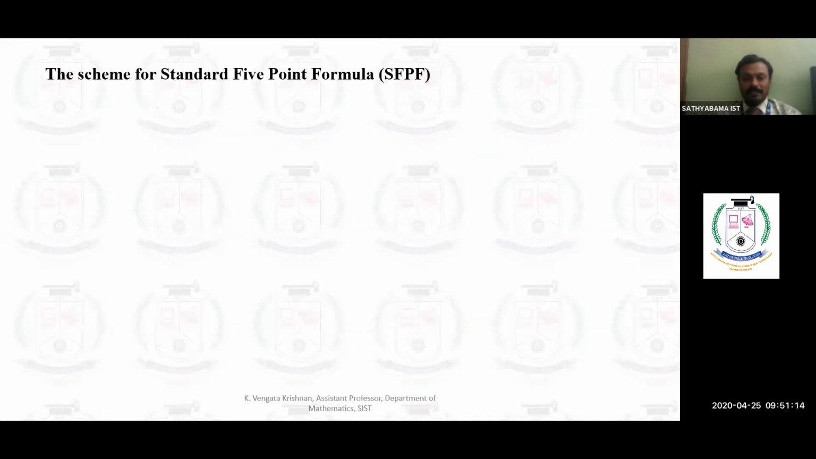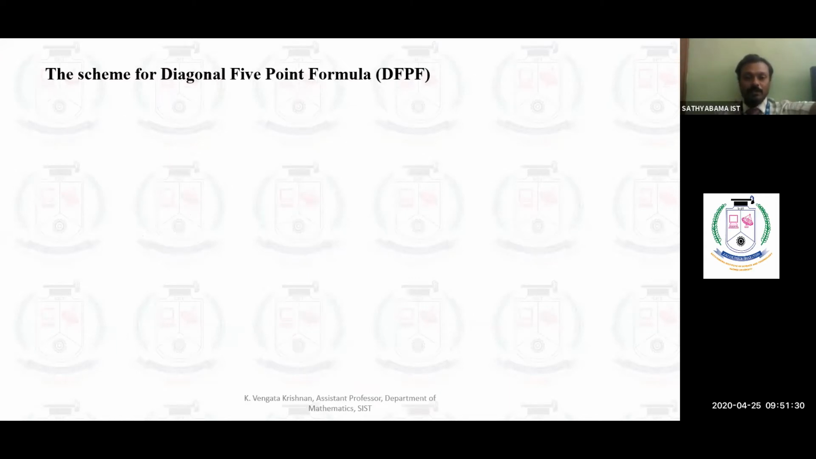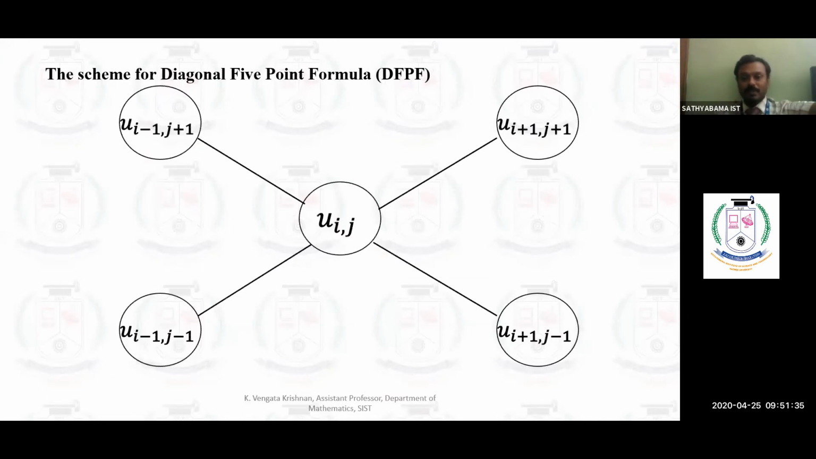Now let's see the schematic representation. This is your u of i j, whose value depends on u i minus 1 j, u i plus 1 j, u i j minus 1, u i j plus 1. In the process of solving, at times we'll also be using the diagonal 5-point formula, which is given by this. Now let's start doing the problems.